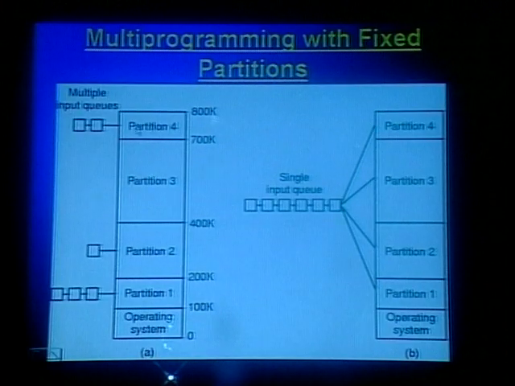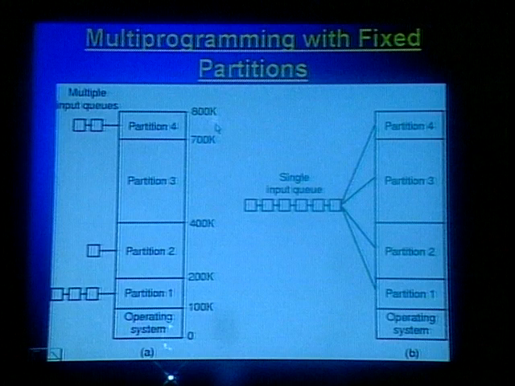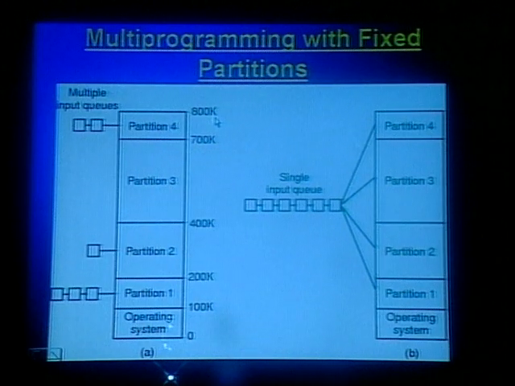Now let's look at fixed partitioning in multiprogramming. The multiprogramming with fixed partitions. In this diagram, we see that our memory is of 800K size, which is divided into a number of partitions. The first 100K is allocated for the operating system. The second partition, from 100 to 200K, is partition 1. Our next partition is from 200 to 400K.